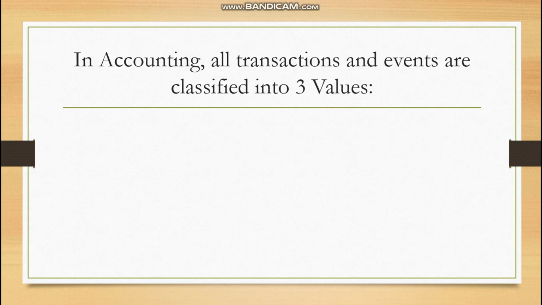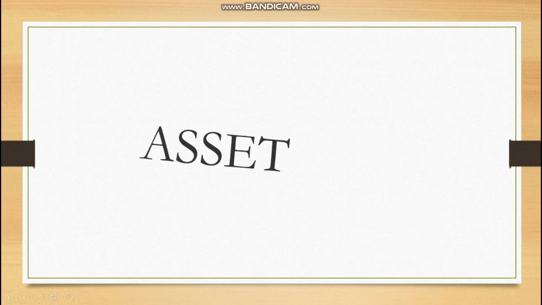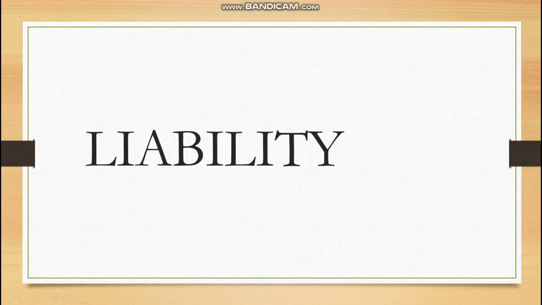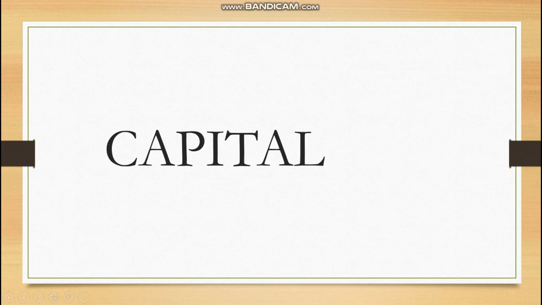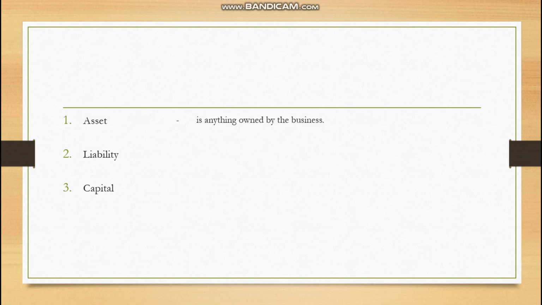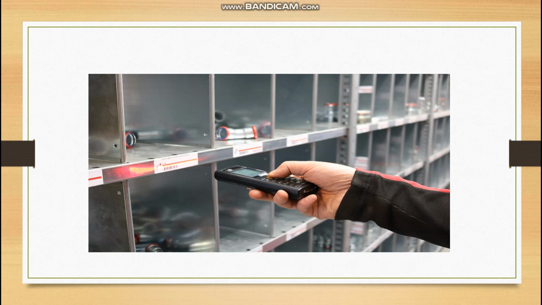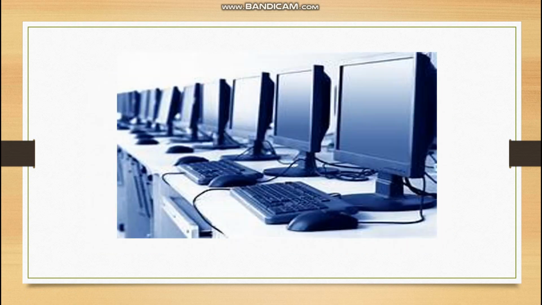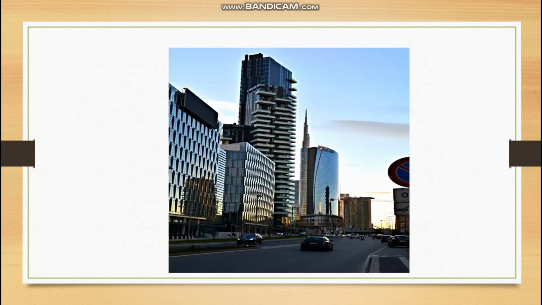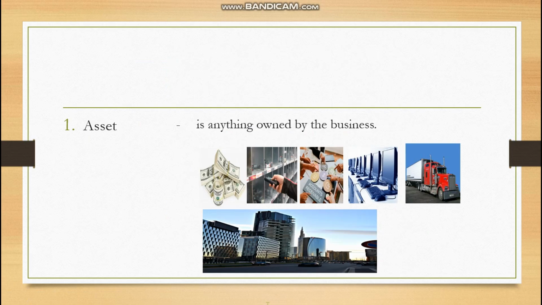So, in accounting, all transactions and events are classified into three values, namely the asset, the liability, and the capital. Oh, what in the world do these terminologies mean? Well, asset is anything owned by the business. For example, cash, merchandise inventories, accounts receivable, equipment, truck, building, land, and many others for as long as it is owned by the business, meaning to say the business has right or title over it.